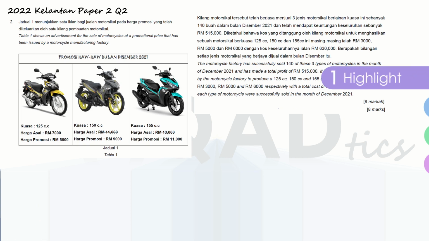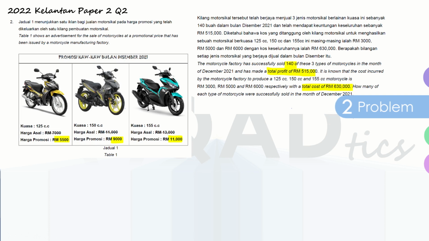The things we can highlight from this question is we have a motorcycle factory and it produces 3 kinds of motorcycles. So the sales price are different for each of them. And it says that in December 2021, it sold a total of 140 motorcycles. Total profit is 515k and the total cost is 630k. So the question asks how many motorcycles are sold for each type.